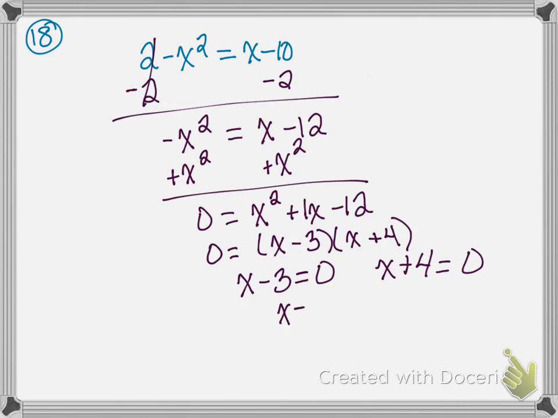And I get x equals 3 and x equals negative 4. And so those are the values where g of x and f of x equal each other.